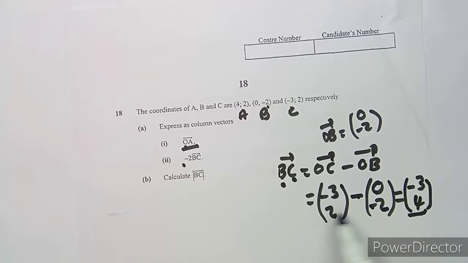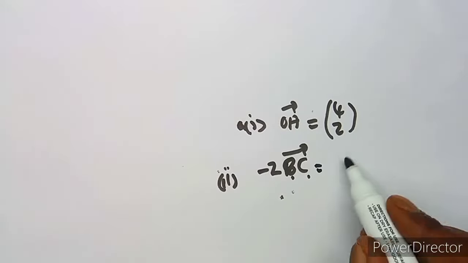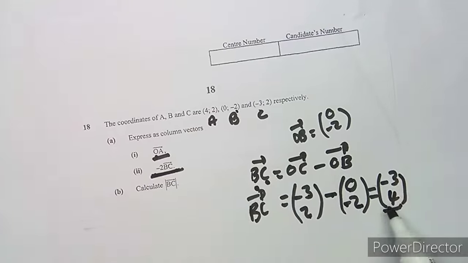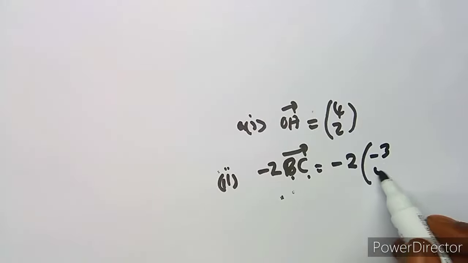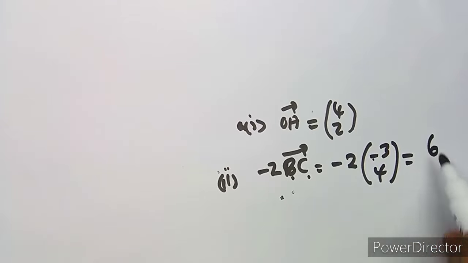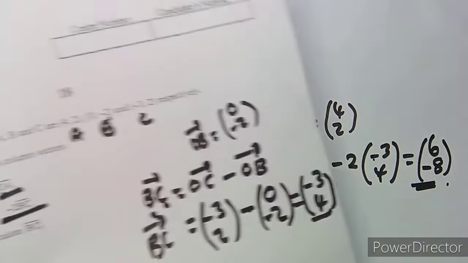So this is our BC, but the question is minus 2BC, which is the one that we need. Minus 2BC simply means minus 2 times the vector BC that we just calculated, which is minus 3, 4. So multiply: negative times negative is positive, and negative times positive is negative, which gives 6, negative 8. So that's our minus 2BC.